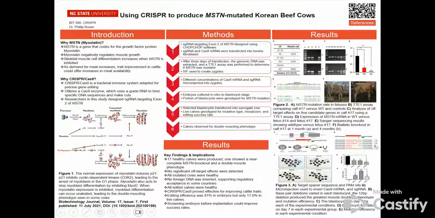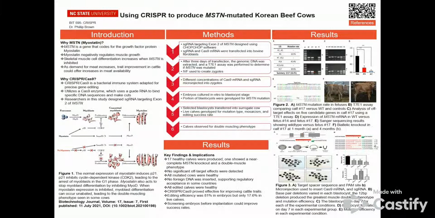Alrighty, my name is Hashem, and today we'll be speaking about the utilization of a CRISPR-Cas9 system to produce a mutation on the myostatin gene in Korean beef cows. So why was the myostatin gene specifically targeted?